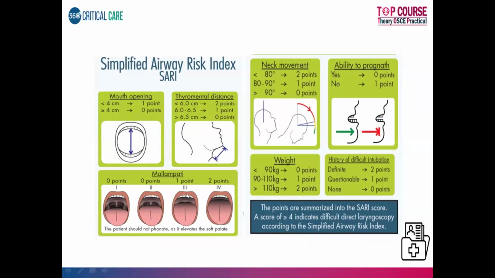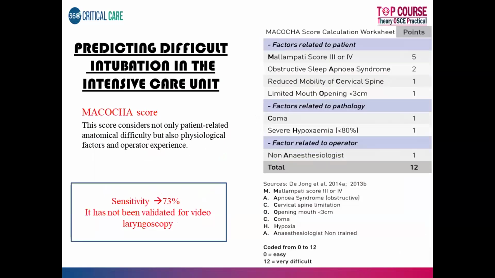the Mallampati score, the neck movement, the ability to prognathe, the weight of the patient, and whether there is a previous history of difficult intubation. So a lot of points are allotted for each of the components. If the score is more than or equal to 4, then it indicates difficult direct laryngoscopy. So if you have time, you can do this SARI index and assess the difficulty in laryngoscopy. So this is important for our ICU.